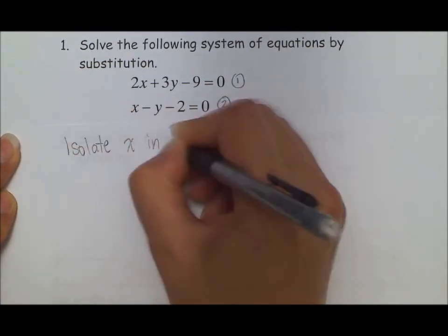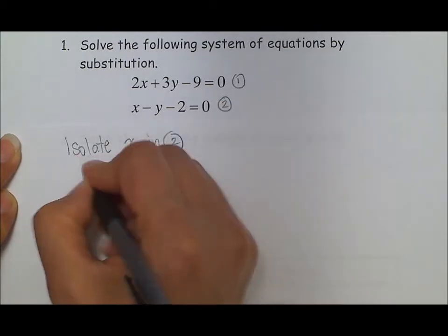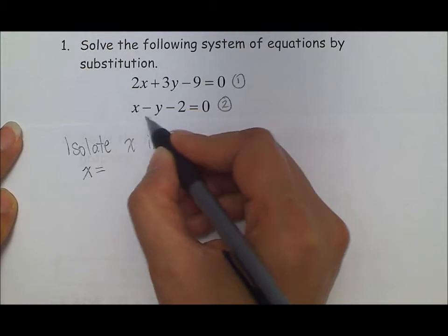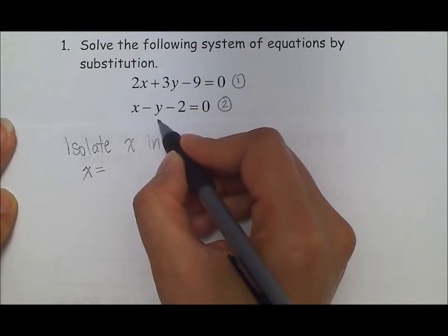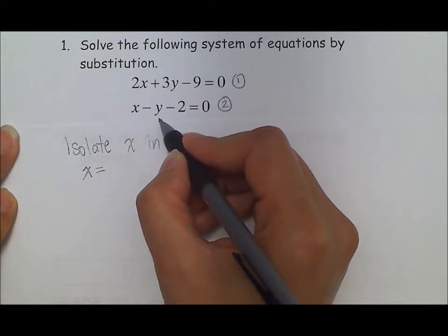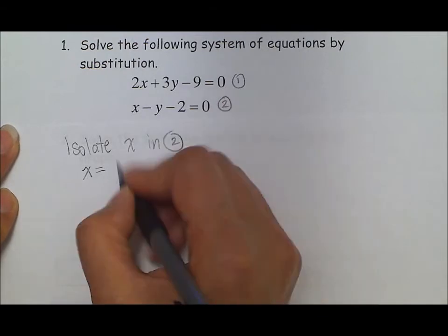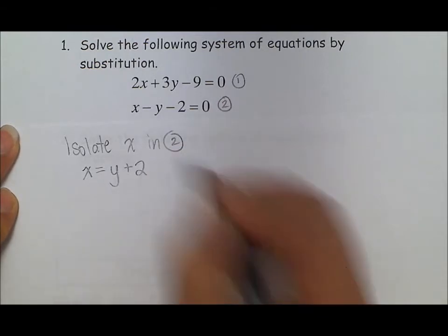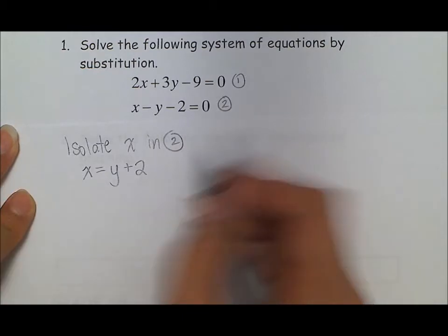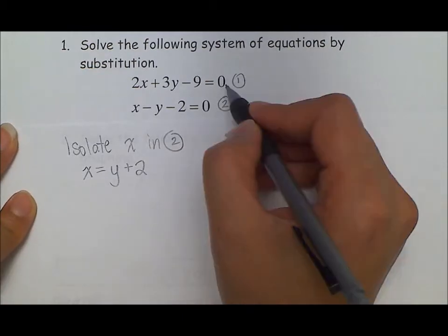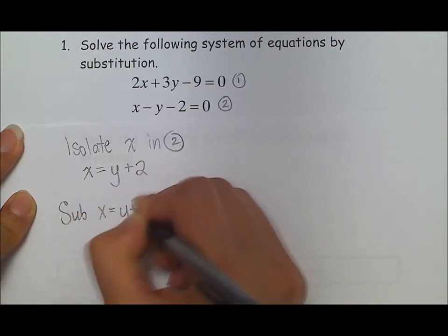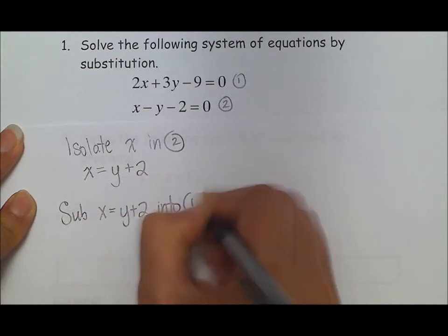So we'll get x equals. As I isolate the variable, I have to move everything else to the other side of the equation, and so they will change signs. So I'll add y to both sides to get y, and I'll add 2 to both sides to get +2 on the right-hand side. Now I'm going to take this equation and substitute it into the first equation. So I'm going to sub x equals y plus 2 into the first equation.